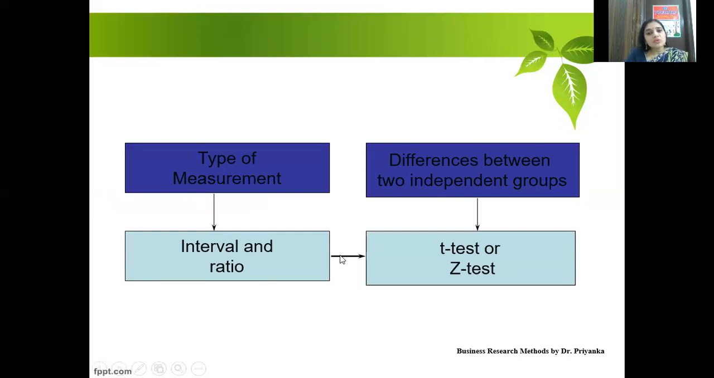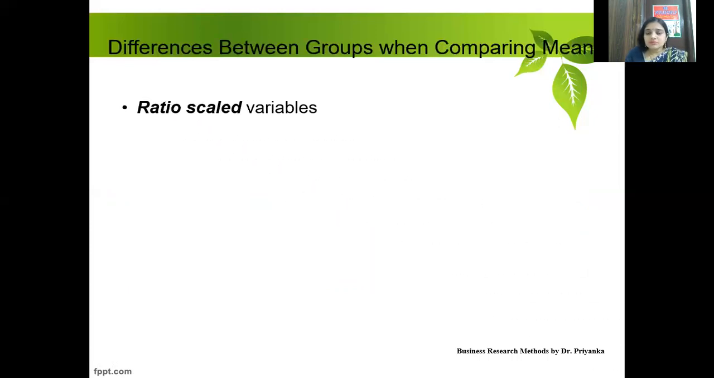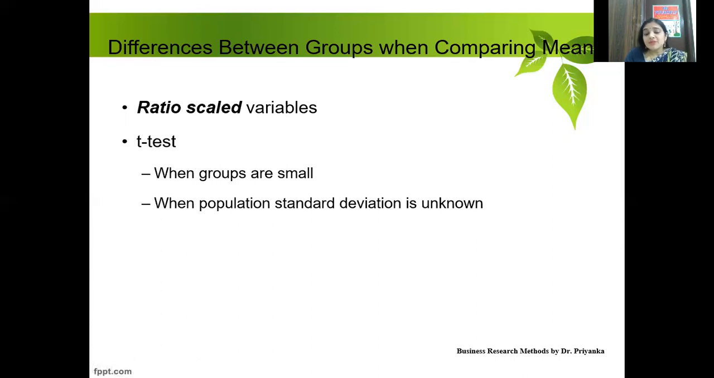Type of measurement: difference between two independent groups, t-test or z-test. The only difference between the t-test and z-test is that when we have a smaller sample size, up to 30, we will use the t-test, and if the sample size increases above 30, then we will use the z-test. For difference between groups when comparing means, we are talking about the t-test, with a ratio scaled variable, that is, metric data. The t-test is generally used when groups are smaller and when the population standard deviation is unknown. The z-test would be used when groups are larger.